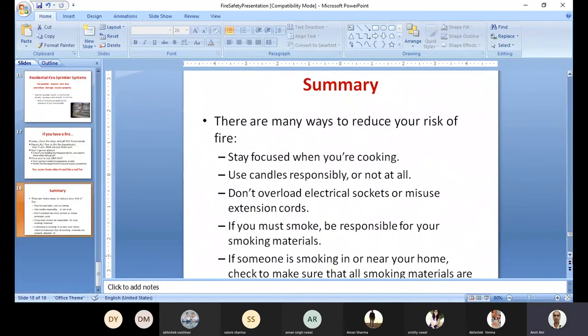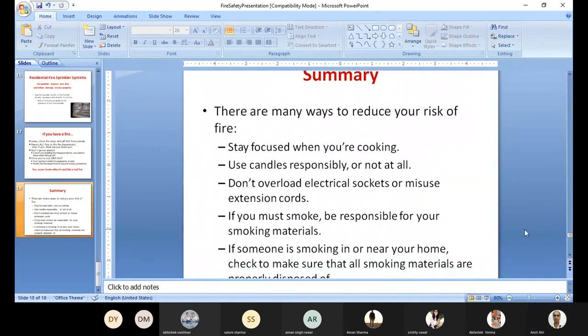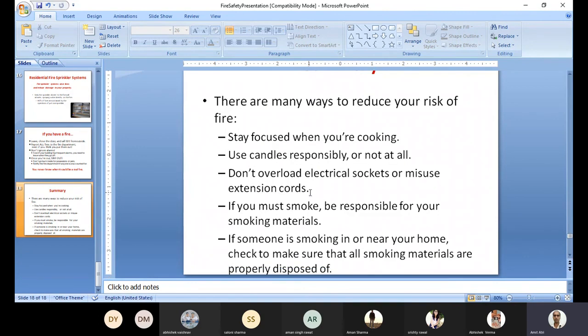Now here is a summary of the things which we have just studied: how to reduce the risk of fire. First of all, always stay focused whenever we are working with fire, such as cooking. If we are using candles, then proper placing and distance from inflammable, vulnerable items should always be maintained.